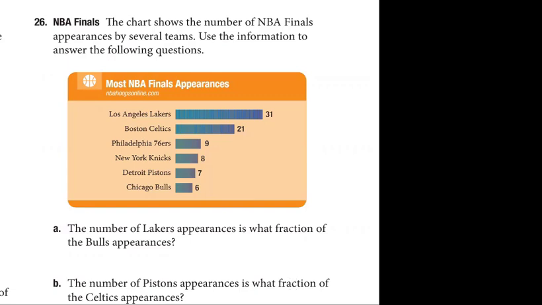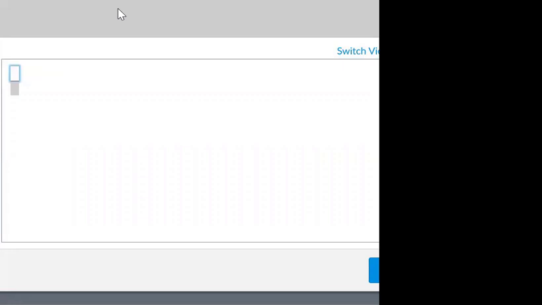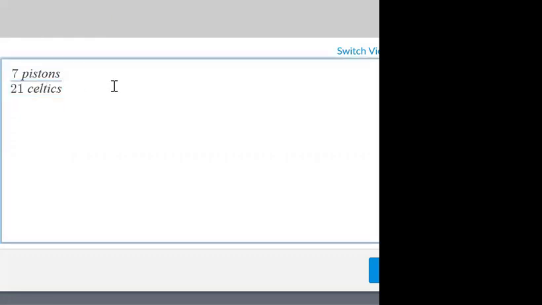Well, you tell me. Well, the Pistons come first. Right. Pistons is what fraction of Celtics. So the Pistons is 7. Yes, 7 over 21. That makes sense. The Pistons are what fraction of the 21 Celtics appearances, right? That's the fraction in itself, 7 over 21.